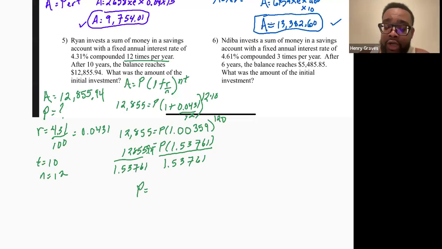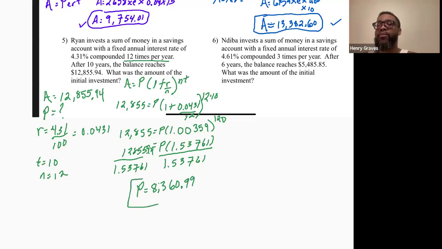So that means she started off with $8,360.99. So that's not bad. How long did it take her, 10 years? Now, if you notice, because the interest rate was pretty low at 4.3%, imagine if it was higher.